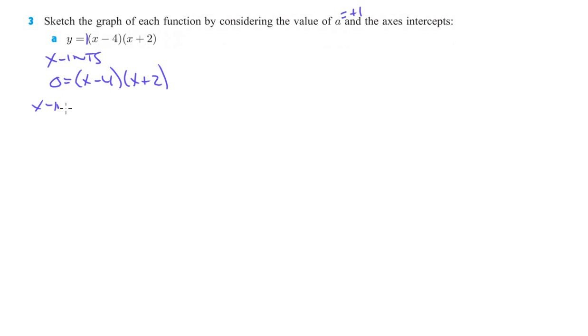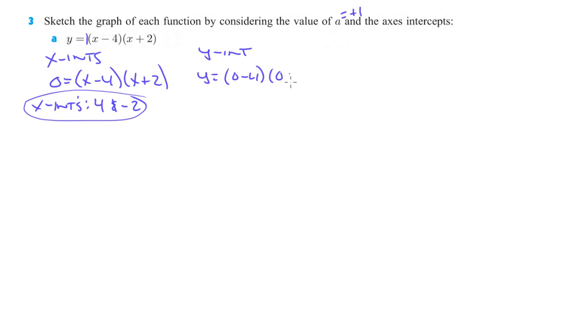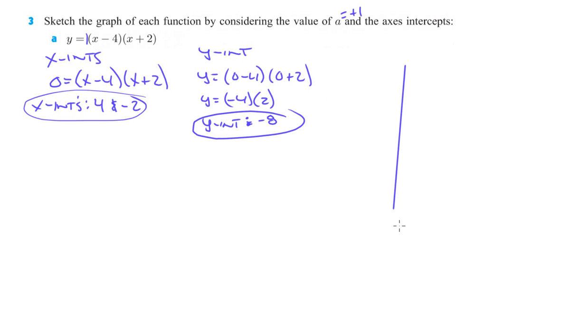So x-intercepts are going to be 4, because 4 minus 4 is 0, and -2, because -2 plus 2 is 0. And then our y-intercept, this is going to be when the x is equal 0. So y equals 0 minus 4 times 0 plus 2. That's going to be -4 times 2. So our y-intercept is at negative 8.